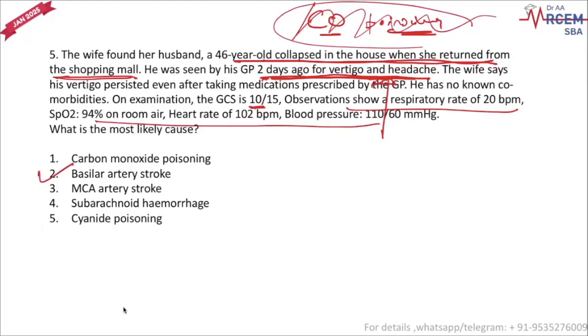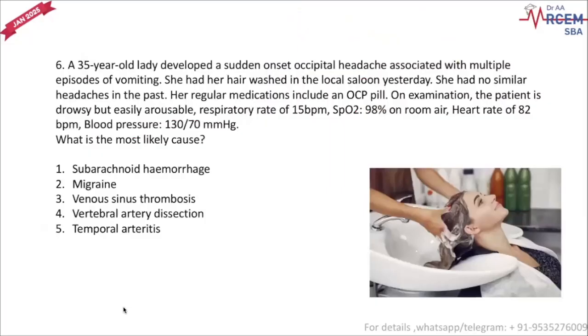So remember, the posterior circulation artery is the basilar artery. Vertigo is a sign of posterior circulation. He had vertigo previously. Now he has collapsed. That means it has become a full-blown stroke. These questions have appeared multiple times, including in the September 24 diet. So remember, this question might appear for you guys also.